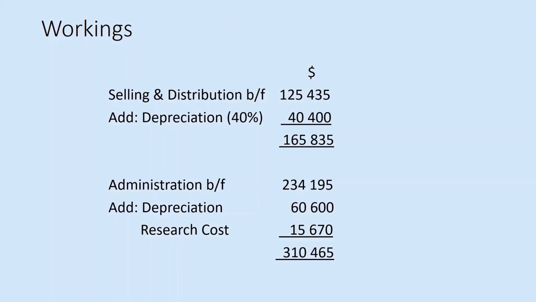Now, concerning the research cost, the normal position of that is either you capitalize it in your balance sheet and you are going to write it off on a regular basis over a number of years, or you can write off the entire thing in the year of occurrence. What I have chosen to do here is to write off the entire thing in the year of occurrence.